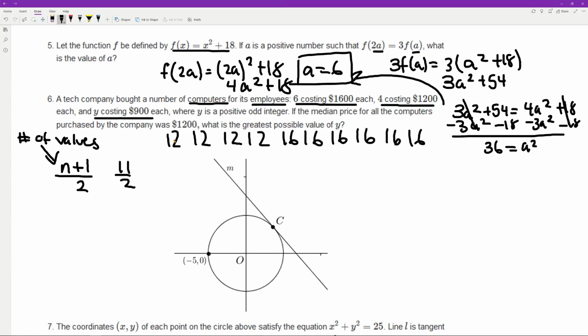So let's go from the beginning, 1, 2, 3, 4, 5.5. So it's going to be in between. And whenever you get a half value for a median, that means you just take the average of these two numbers.